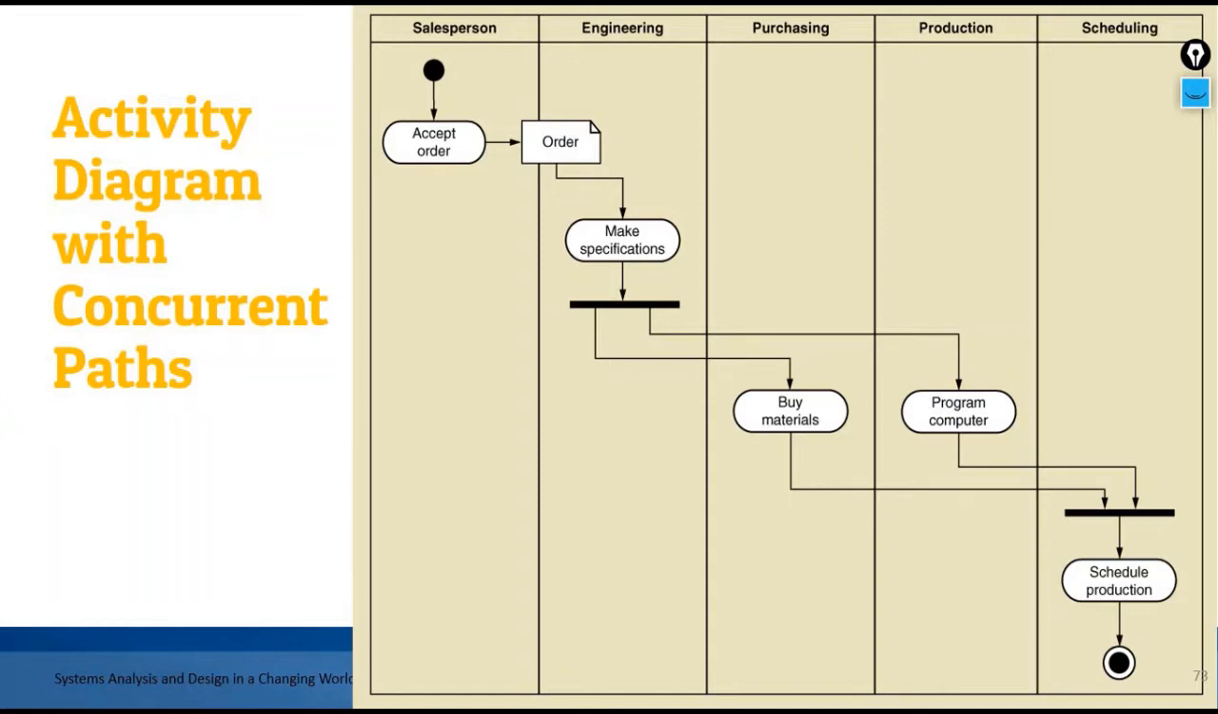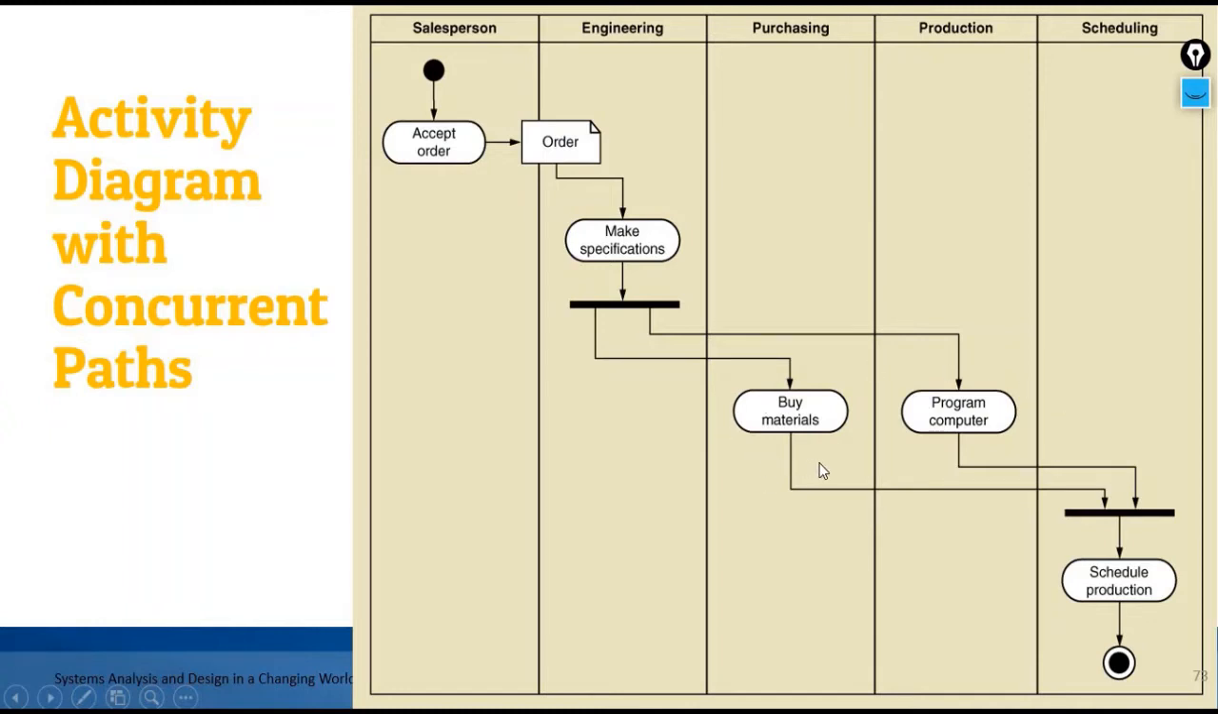After the engineering develops the specifications, two concurrent activities happen. Purchasing orders the material, or buying the materials, and production, the production department, writes the computer program for the automated machines. These two activities are completely independent and can occur at the same time.